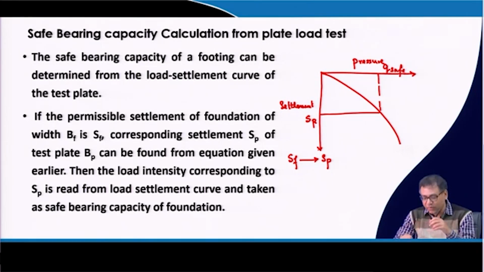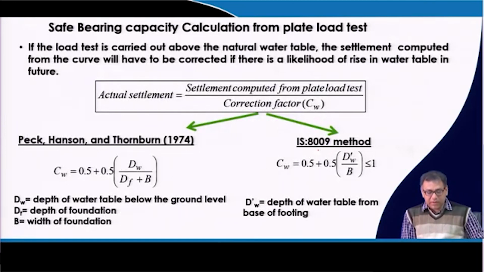No, that is not true, because this is the settlement for the same loading intensity. So, once you convert the settlement of the foundation to the plate, the corresponding Q shape will be the Q shape for the foundation itself. Okay? So, you convert once, not twice. Now, once you get the shape bearing capacity from the plate, then we have to apply the correction.